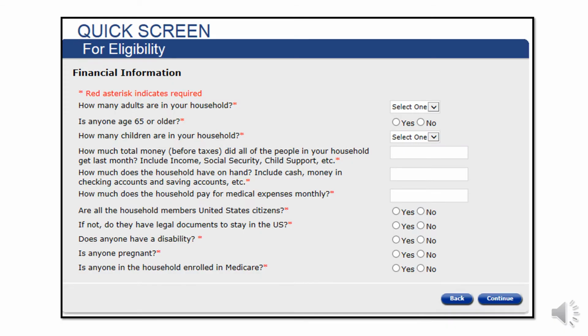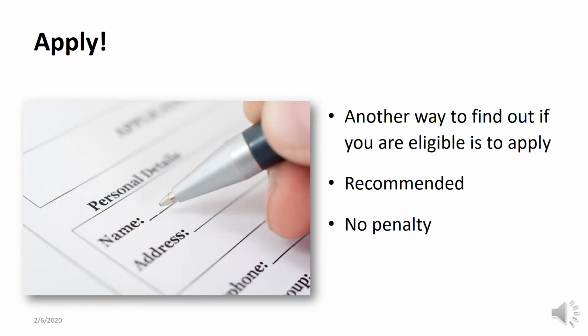These are the 11 questions that the online eligibility check tool asks, and after you fill all those in, it'll generate an answer of you are likely eligible for these programs or you are not likely eligible for these programs. The third way to investigate eligibility is to apply for KanCare.